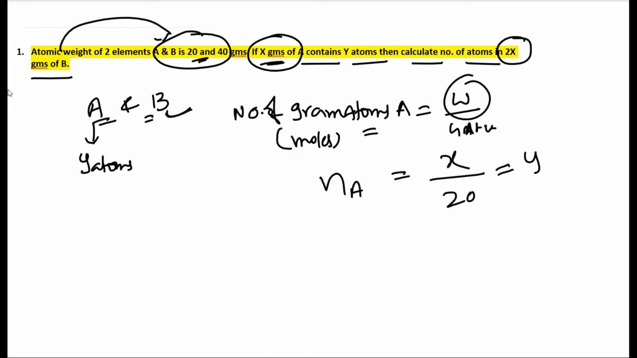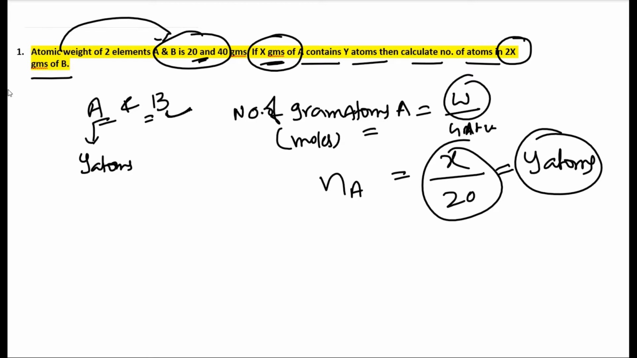This contains how many atoms? Y atoms. You just closely observe. Understand? So we have to calculate the number of atoms present in B. For that, I calculated the number of moles of A. The number of moles of A is weight by gram atomic weight or gram molecular weight. The weight of A is x grams, and the gram atomic weight is 20.